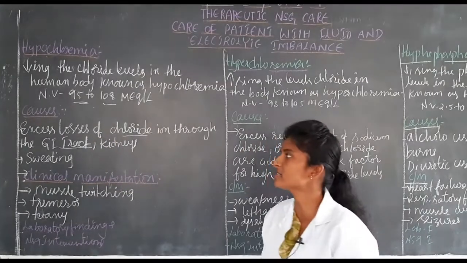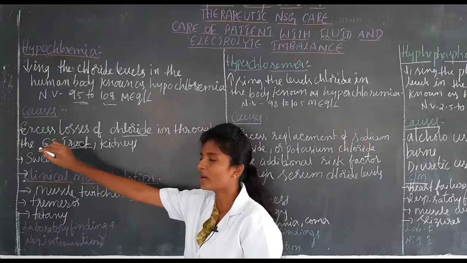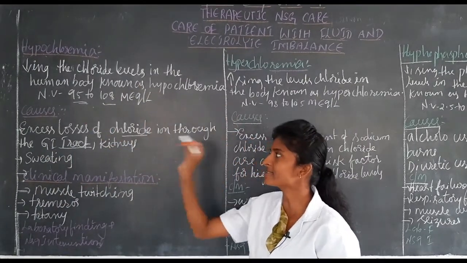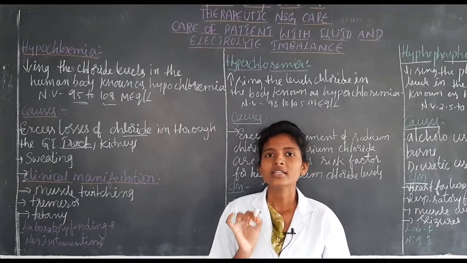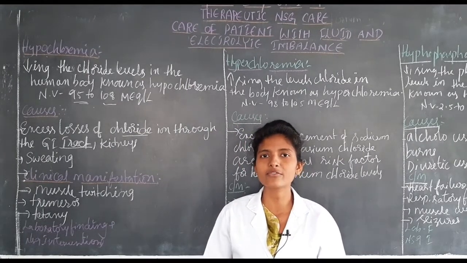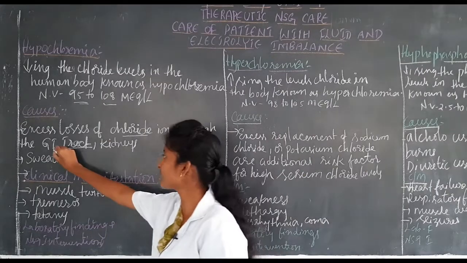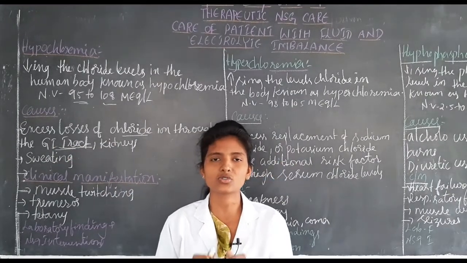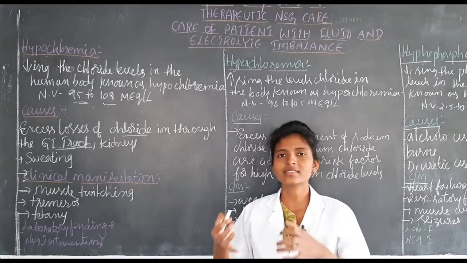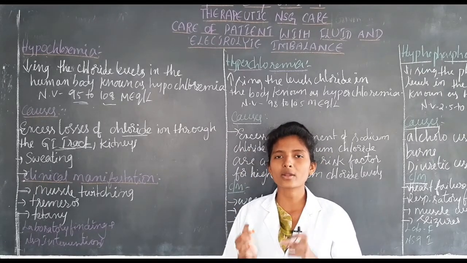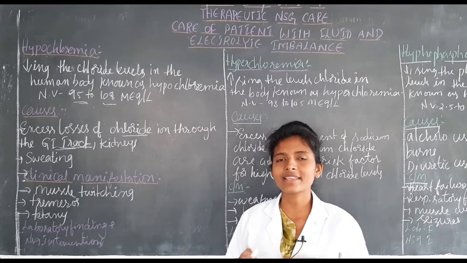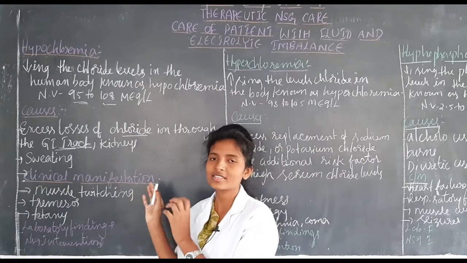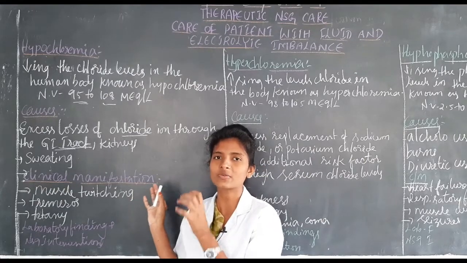And next thing is the causes. What are the causes? Hypochloremia is mostly due to excess loss of chloride ion. How is it lost from the body? Through the GI tract or kidneys, the gastrointestinal tract or kidneys. Through these systems, there is a chance of loss of chloride ion, so it leads to hypochloremia, and not only these two, there is also a chance of loss from sweating.